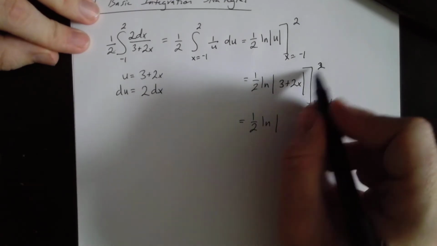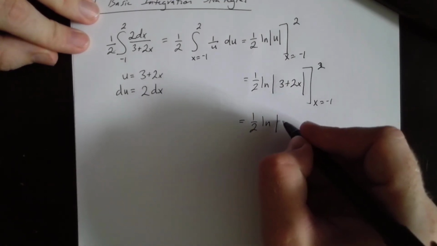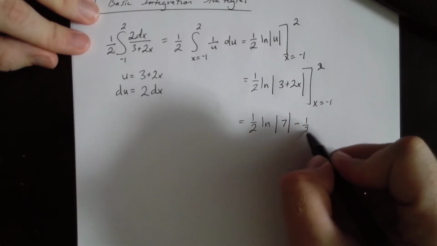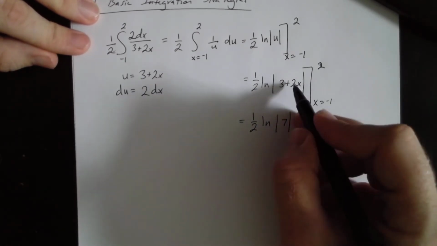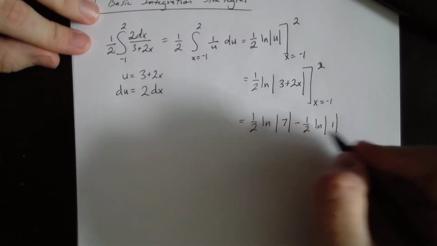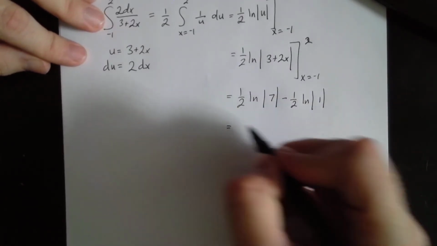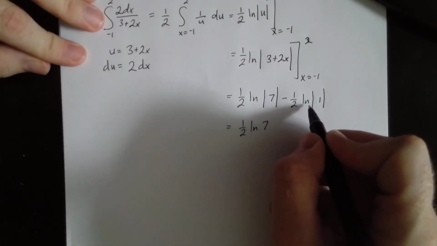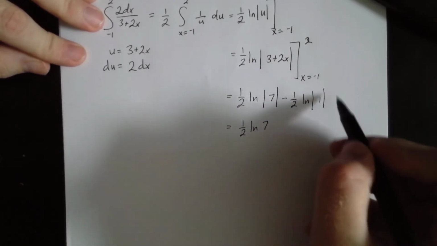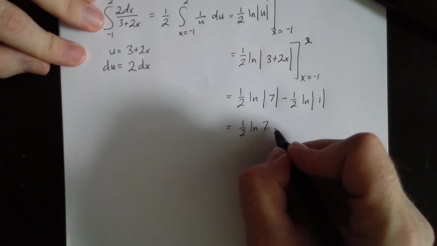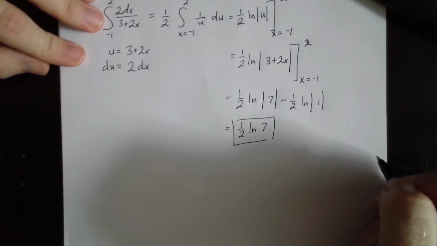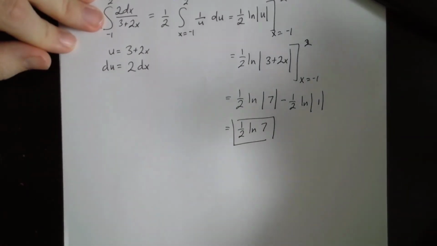Natural log of the absolute value of, looks like 2 times 2 is 4 plus 3 is 7, where the absolute values are no longer necessary, minus 1/2 the natural log of the absolute value of, when I plug in -1, I get natural log of, well, absolute value again is not necessary. In this case, I'm going to have 1/2 natural log of 7, minus 1/2 the natural log of 1, but in most cases the natural log of 1 will always be 0, so therefore this is technically minus 0, and this is my final result. Again, we'll take a look at a lot more examples in the following videos.